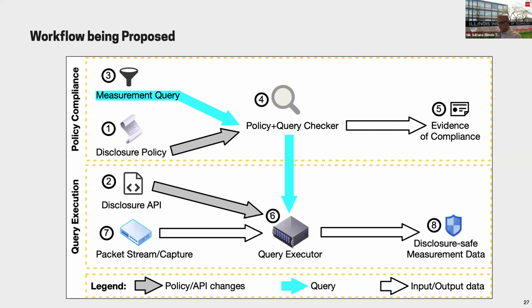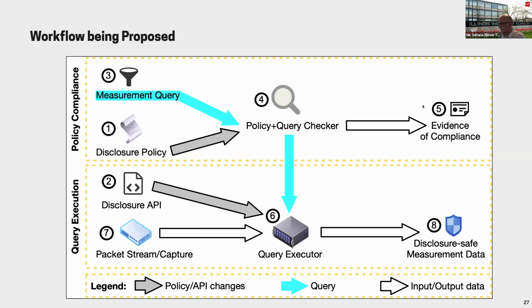Once we've reached this point, stage 6, we can go through stage 7, where we can feed the executor packet stream, and we get to the last stage where we get disclosure safe measurement data. It's disclosure safe in the sense that it would have passed the policy and query checker, and also has produced 2 layers of additional data that attests to this.